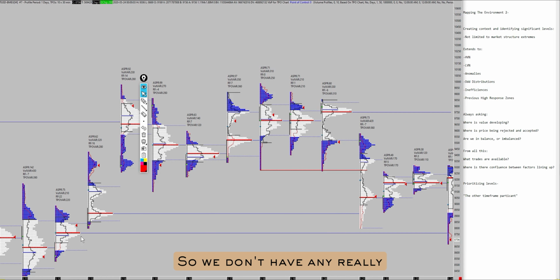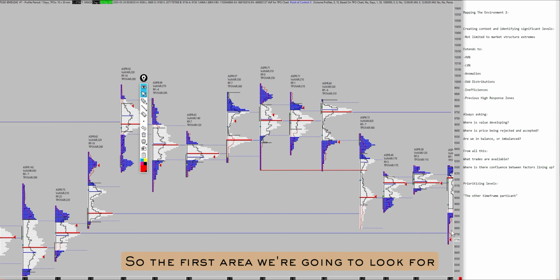So we don't have any really higher time frame participants within this structure upward. The resistance is above the high, so the other time frame participant is likely above the high. Maybe even lower, you'll have dip buying position traders and swing traders, but we're within a gap within this level. So relative inactivity until you get to this naked point of control.